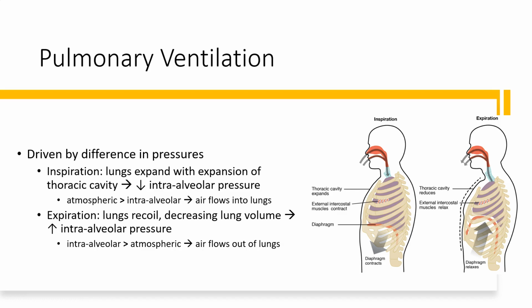The air we breathe outside is at atmospheric pressure. When we breathe in, our lungs will expand, and then our thoracic cavity gets bigger. That's going to decrease our intraalveolar pressure. At this point, atmospheric pressure is higher than intraalveolar pressure because we've increased the volume of our lungs. That allows air to flow into the lungs.